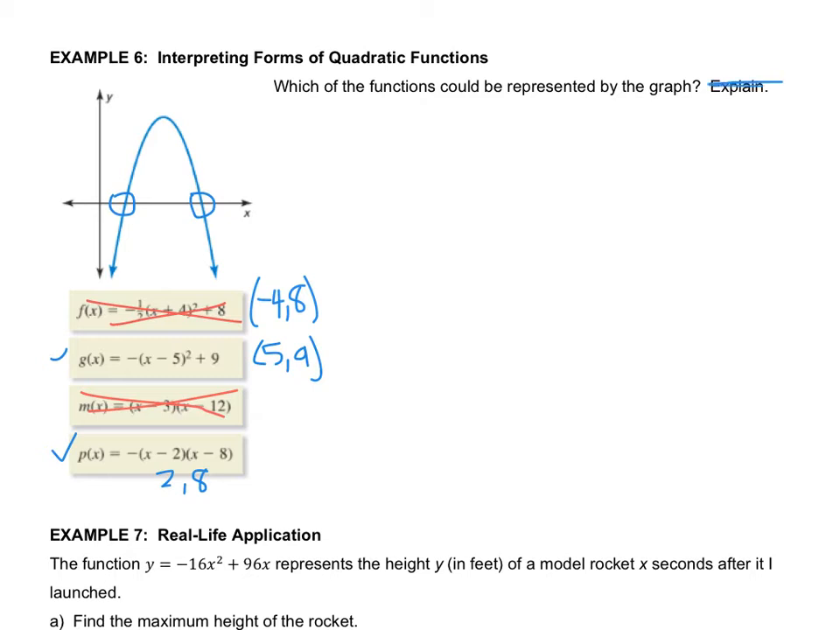I'm not going to actually make us write out the explanation. We'll just talk it through. It's G of X because it's a frowny parabola, downward facing parabola, and it has a vertex at 5, 9, and the graph, both of those could be true. And it could be P of X because P of X is a downward facing parabola and it could have roots at 2 and 8.